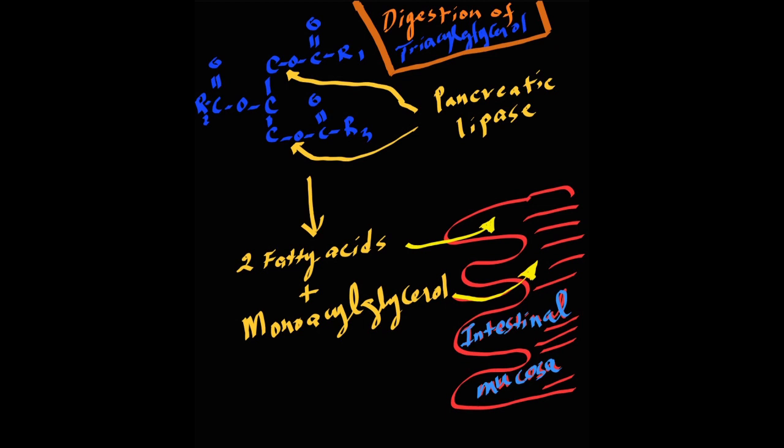Along with bile salts, the digested lipids are integrated into a structure known as a micelle, which allows that micelle to fuse with the intestinal mucosa and allow those latter cells to absorb the digested lipids into the cytoplasm of that intestinal cell.